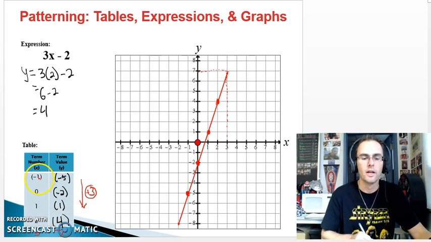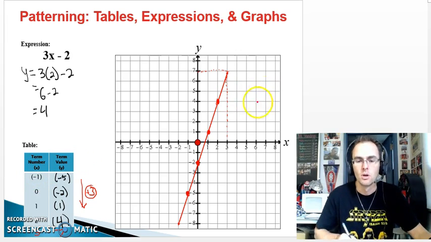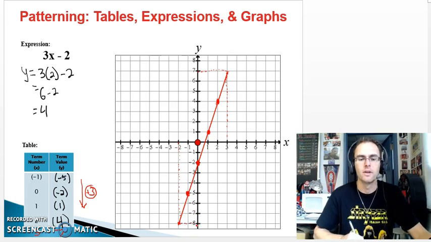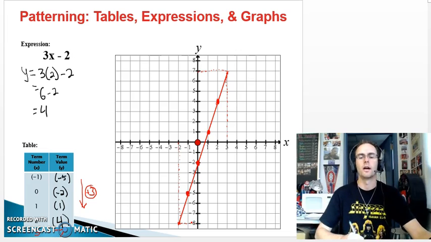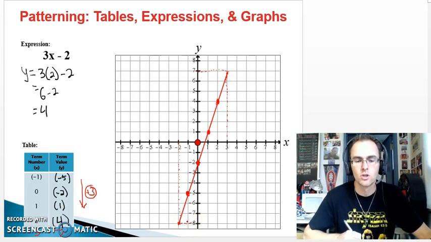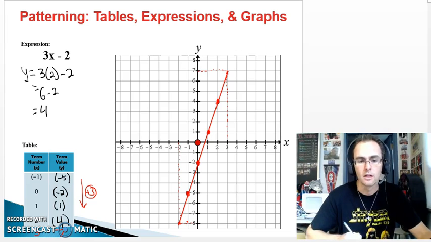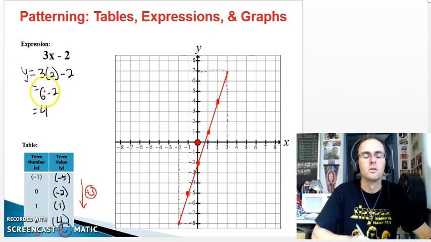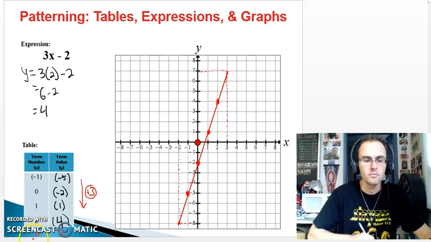So negative 1, if you wanted to find the term number of negative 2, well, if I were to go back here, -2, I go down until my line intersects, which is at -8. So my -2 term number, the value would be -8. And of course, once again, we could also solve that using the expression.